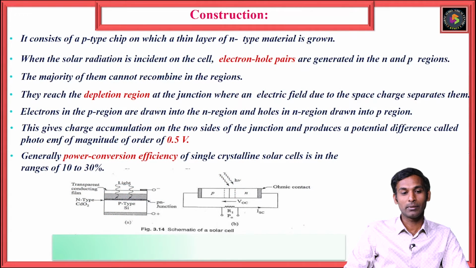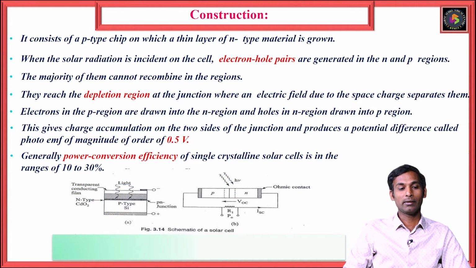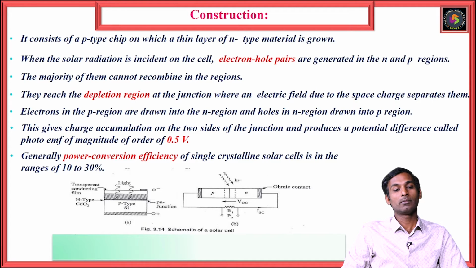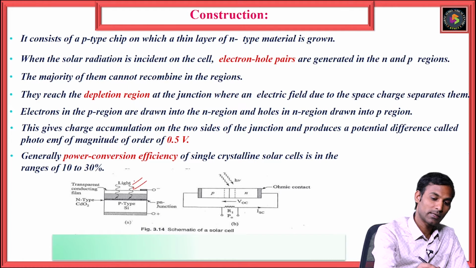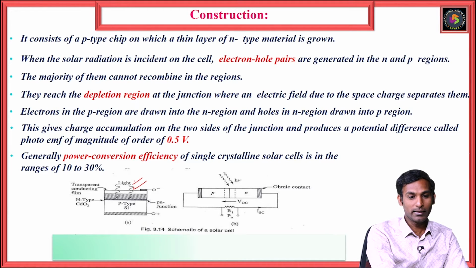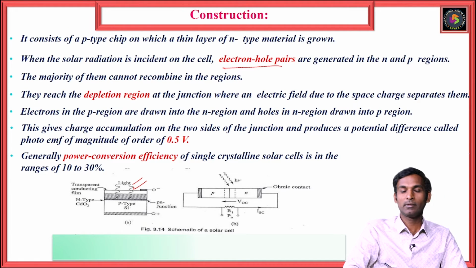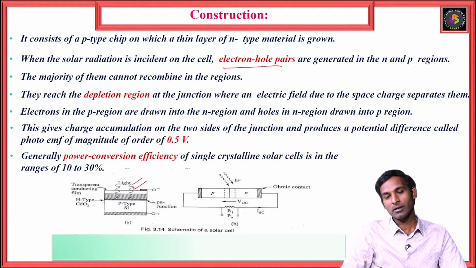Coming to the construction diagram, you can see here it consists of a p-type semiconductor chip on which a thin layer of n-type material is grown. So when the solar radiation is incident on the cell, as you can observe in the diagram, electron hole pairs are generated. That is the main point. The electrons in the conduction band and holes in the valence band recombine with each other.